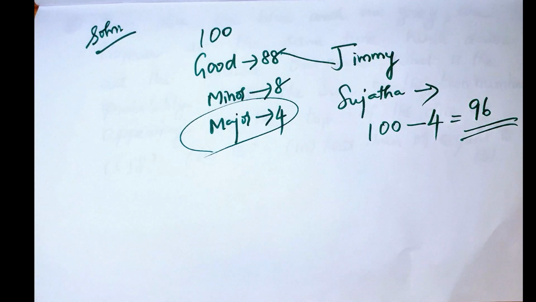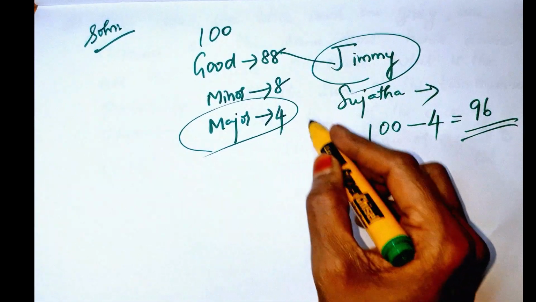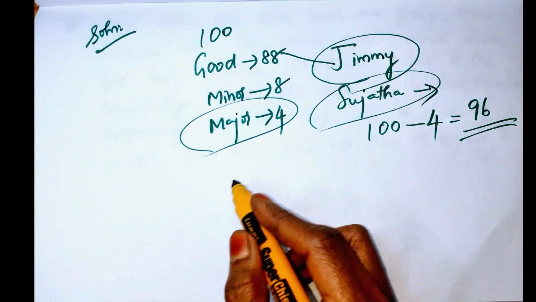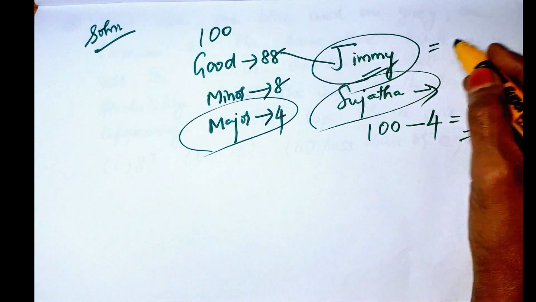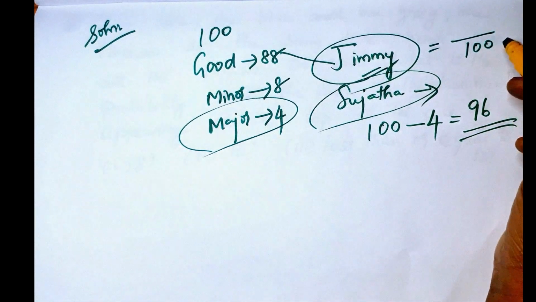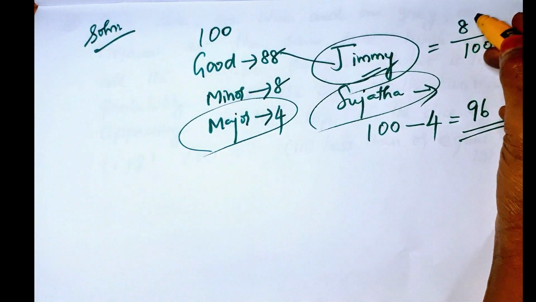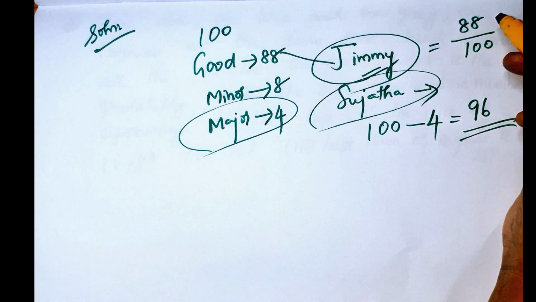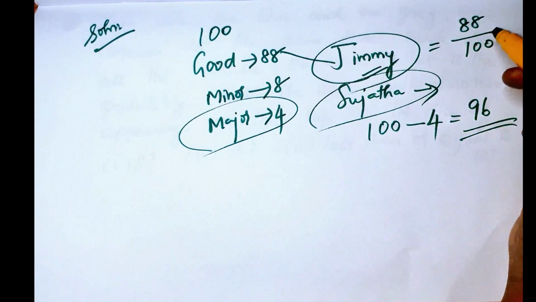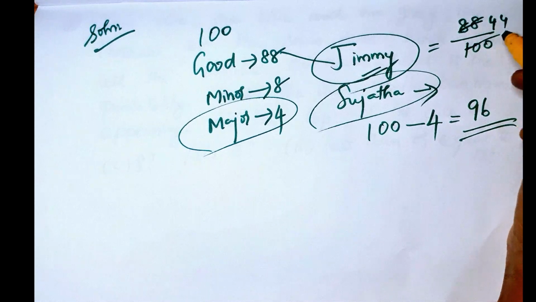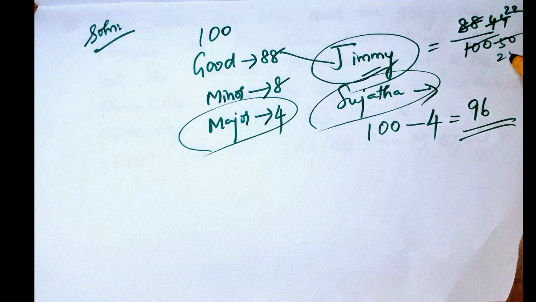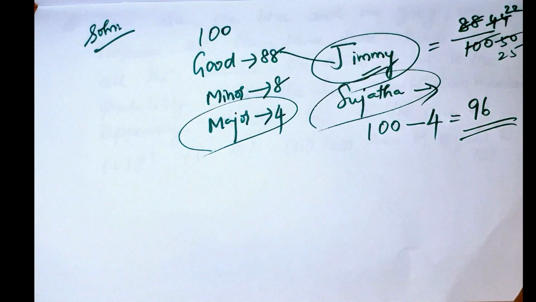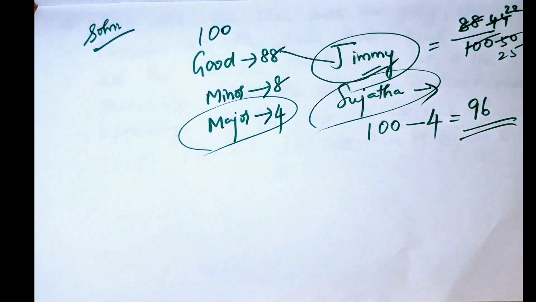Am I right? So we are going to find the probability for Jimmy and for Sujata. The term given is Jimmy will accept only good products. So the total number of shirts is 100. Out of that he will accept only good ones. So 88 by 100, that we can simplify as 44, and this is 22 by 25. Okay, so 22 by 25 is the probability for Jimmy.